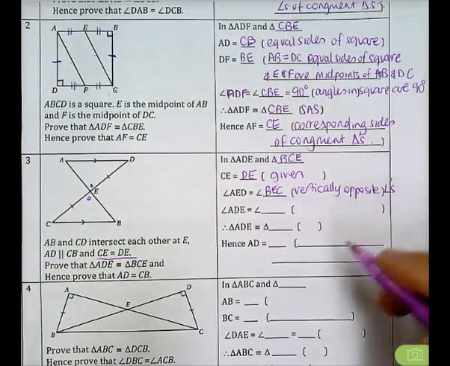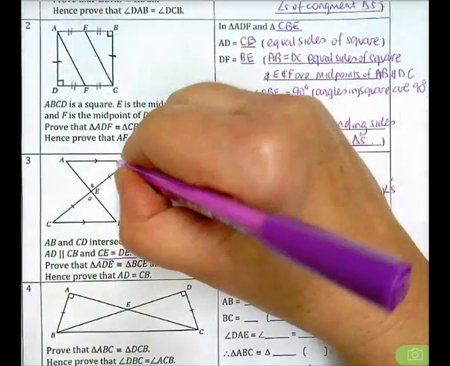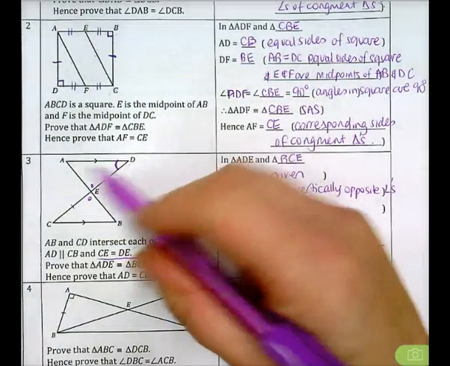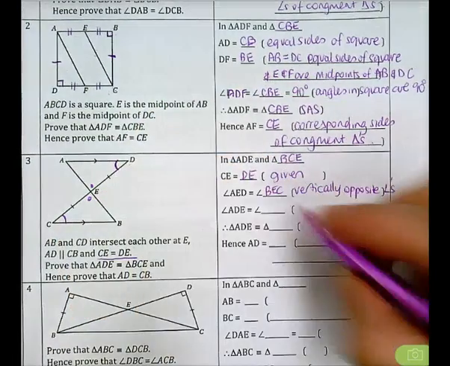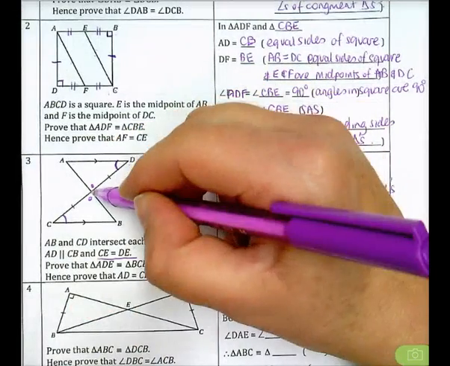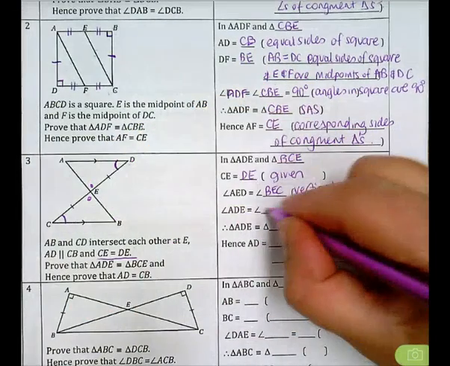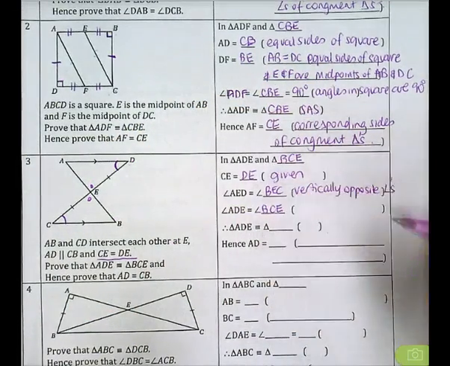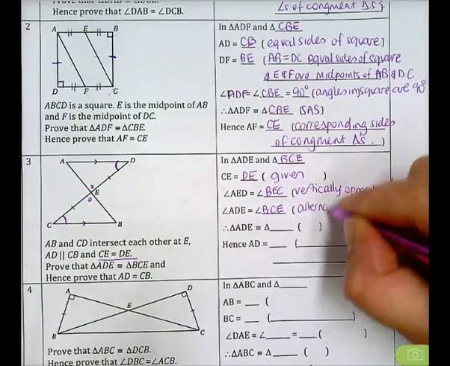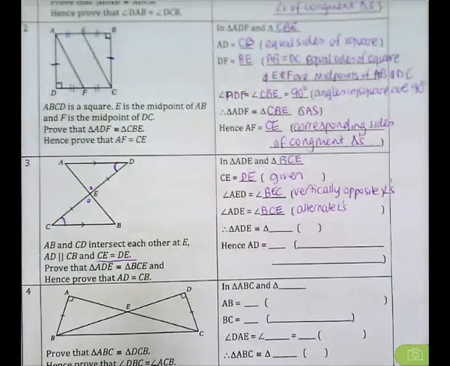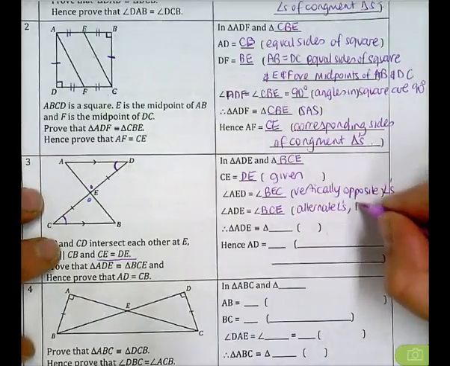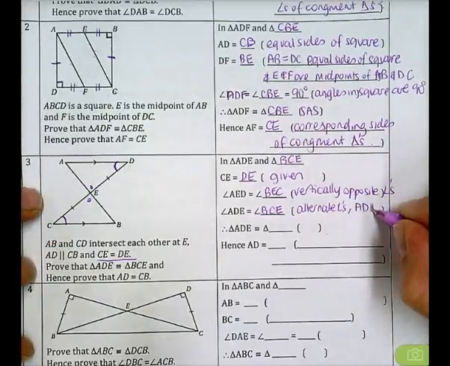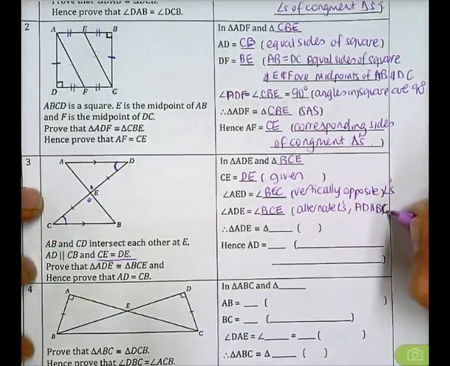We also know that angle ADE, I'm just going to put an arc on that one, is alternate to angle BCE. Reason: alternate angles. Now you cannot just state alternate angles. You need to state that they are on parallel lines, or to make it more simple, you just say AD is parallel to BC.